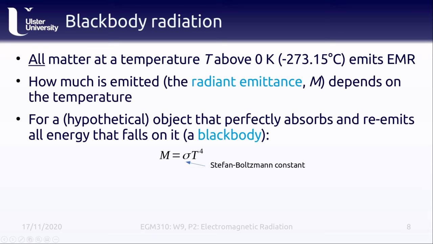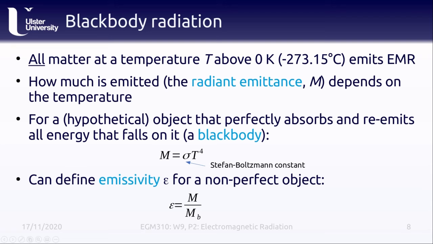In reality, most objects aren't perfect blackbodies. Instead, they emit some fraction of the electromagnetic radiation that blackbodies do. We can measure how well an object approximates a perfect blackbody via its emissivity, which is defined as the ratio of its emittance to that of a blackbody with the same temperature. And again, we have a table here that shows the different units for the variables on the slide.